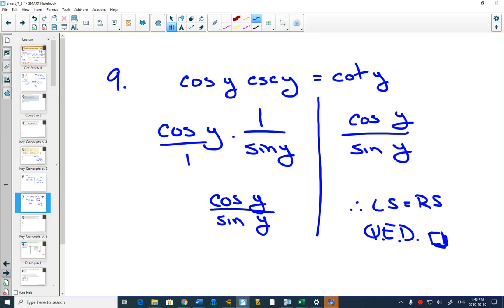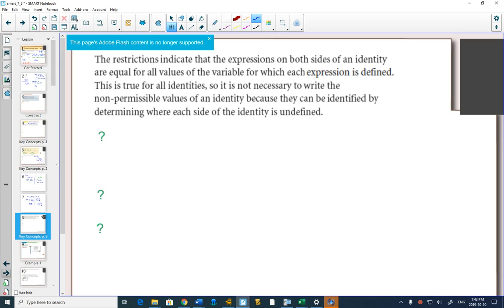So a lot of fraction work comes into play, because if you change things to sine and cos and you write both sides as a single fraction, most of the time your proof will be done. As we get into some of the more complicated ones, we'll have to do a little bit more, but most of the time your proof will be done. So I'll do one more that has a little bit more fraction work in it. We'll look at number 13.